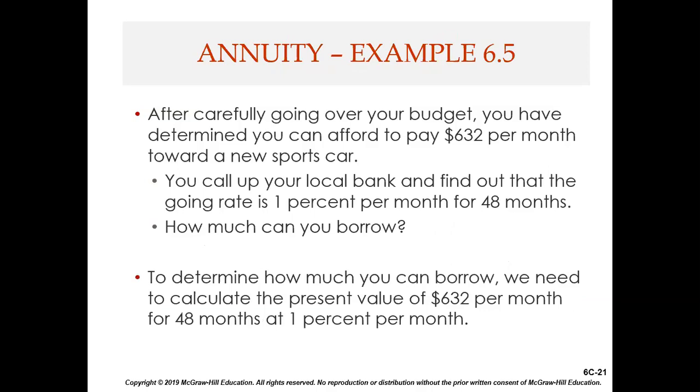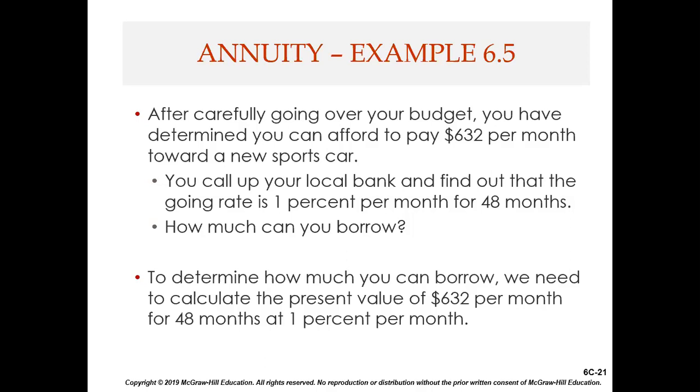Here's an example. After carefully going over your budget, you have determined you can afford to pay $632 per month towards a new sports car. You call up your local bank and find out that the going rate is 1% per month for 48 months. How much can you borrow? So to determine how much you can borrow, we need to calculate the present value. How much can you borrow today in order to be able to pay off $632 a month, assuming there's a 1% interest rate per month and there's 48 months or payments.